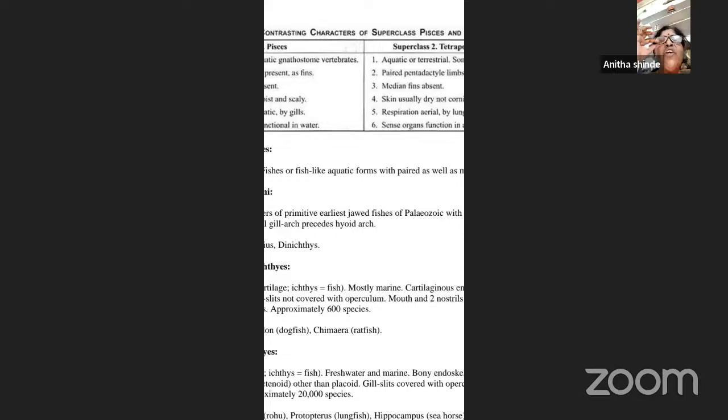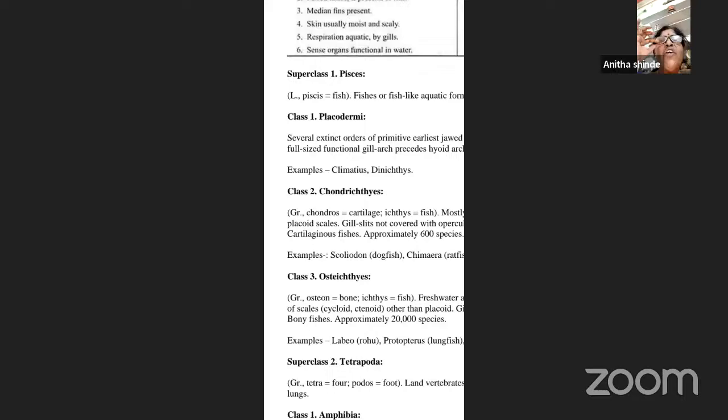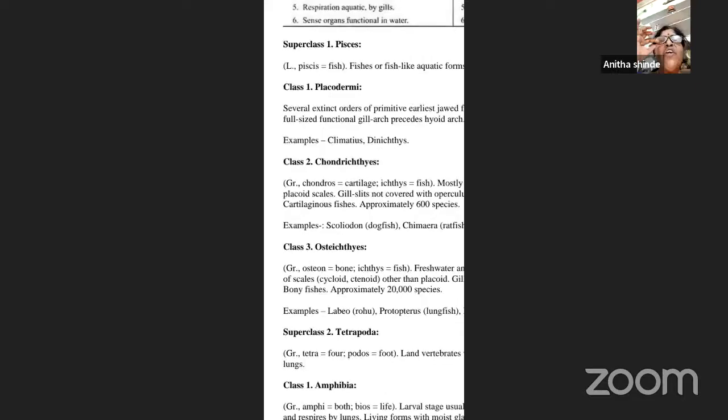Next we'll see the superclass Pisces and what are the classes that come under it. Superclass Pisces. Pisces means fish. So fishes include three classes: Placodermi, Chondrichthyes as well as Osteichthyes. Now, Placodermi includes extinct fishes with a head shield. They are generally called placoderms and they have a fully developed functional jaw arch. Examples are Climatius and others, so these are examples under Placodermi.